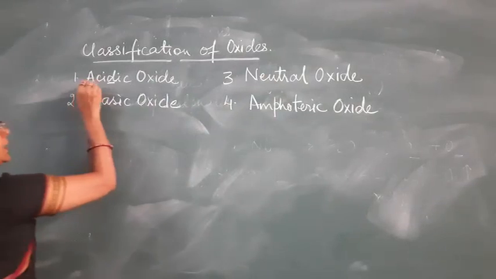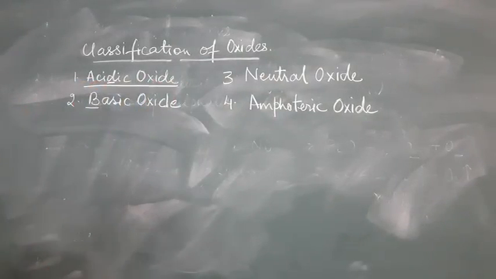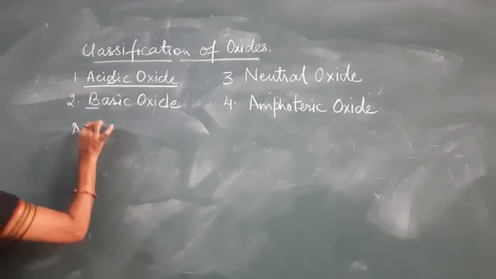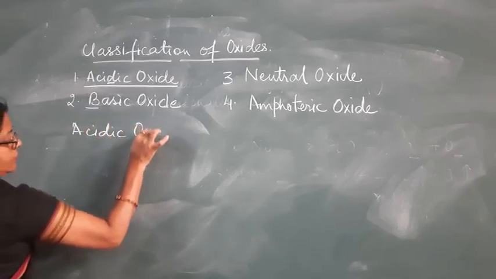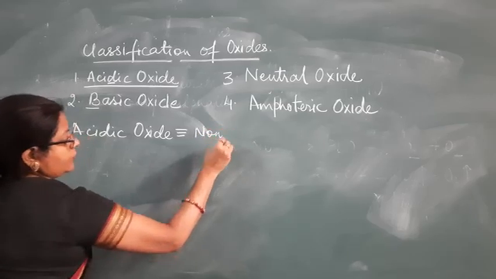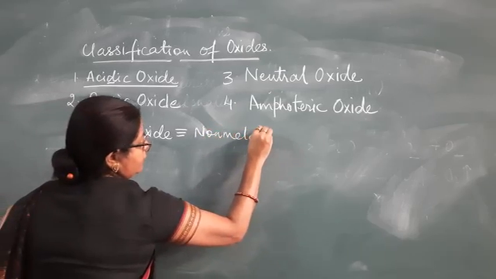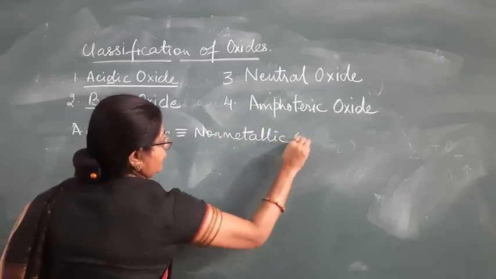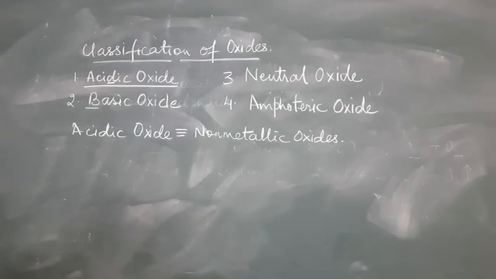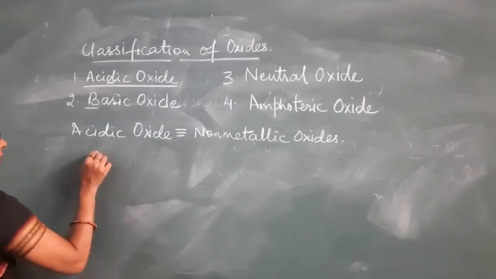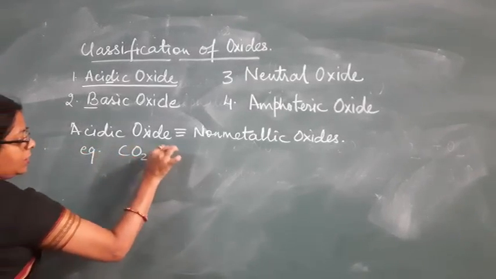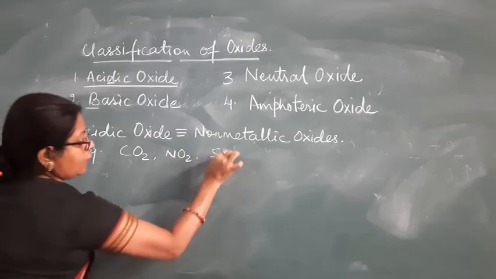First is acidic oxide. As I told you, acidic oxides are also known as non-metallic oxides. These are the non-metallic oxides, meaning whenever a non-metal reacts with oxygen, for example carbon dioxide, nitrogen dioxide, sulfur dioxide.